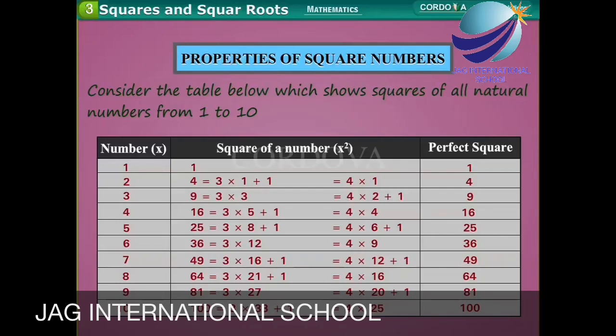25. 36 is equal to 3 into 12, which is equal to 4 into 9, 36. 49 is equal to 3 into 16 plus 1, which is equal to 4 into 12 plus 1, 49. 64 is equal to 3 into 21 plus 1, which is equal to 4 into 16, 64. 81 is equal to 3 into 27, which is equal to 4 into 20 plus 1, 81. 100 is equal to 3 into 33 plus 1, which is equal to 4 into 25, 100.